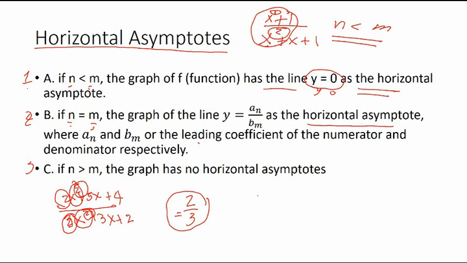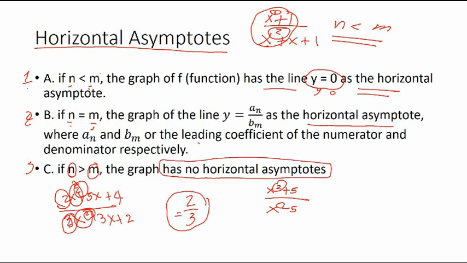The last one, if mas malaki naman si n kaysa m, halimbawa we have x squared plus 5 over x minus 5. If mas malaki si exponent ni numerator kaysa denominator, so mas malaki si squared kaysa kay 1, ibig sabihin, we do not have horizontal asymptote. So these are the three conditions of finding the asymptote.